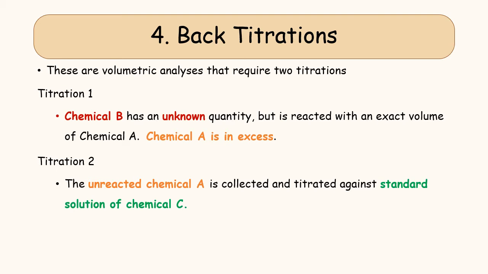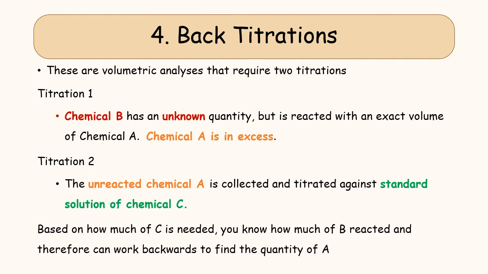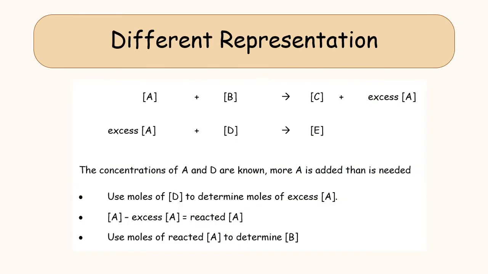Then what you do is you take your unreacted chemical A and titrate it against a standard solution. So you can work out exactly how many moles of chemical A were left unreacted. You know how many moles of chemical A you put in at the start, so you can then work out the difference. That tells you how many moles of chemical A reacted, from which you can then work out how much of chemical B there is. So based on how much of chemical C is needed, you know how much of A reacted and can work backwards to find out how much of B there is.